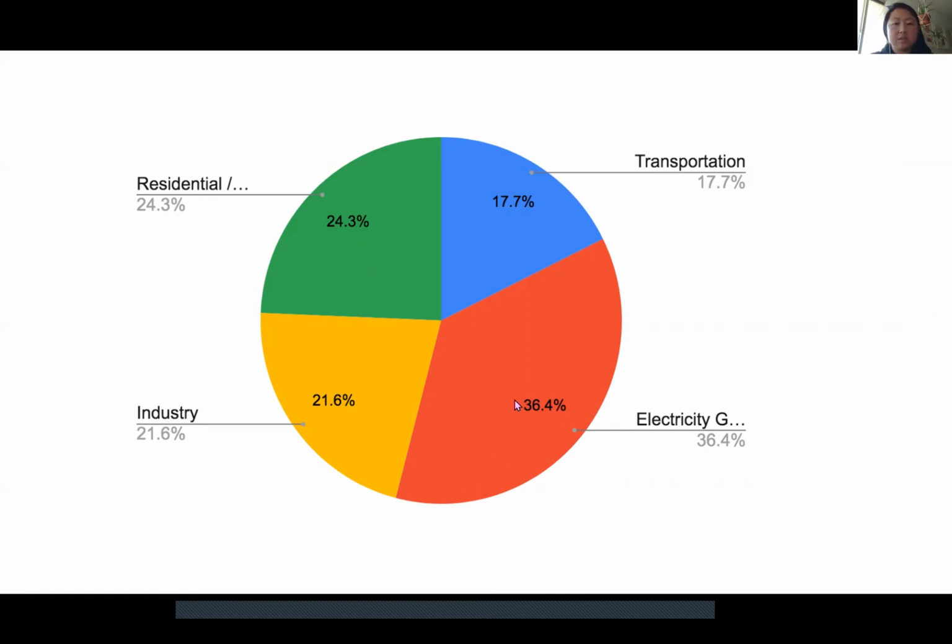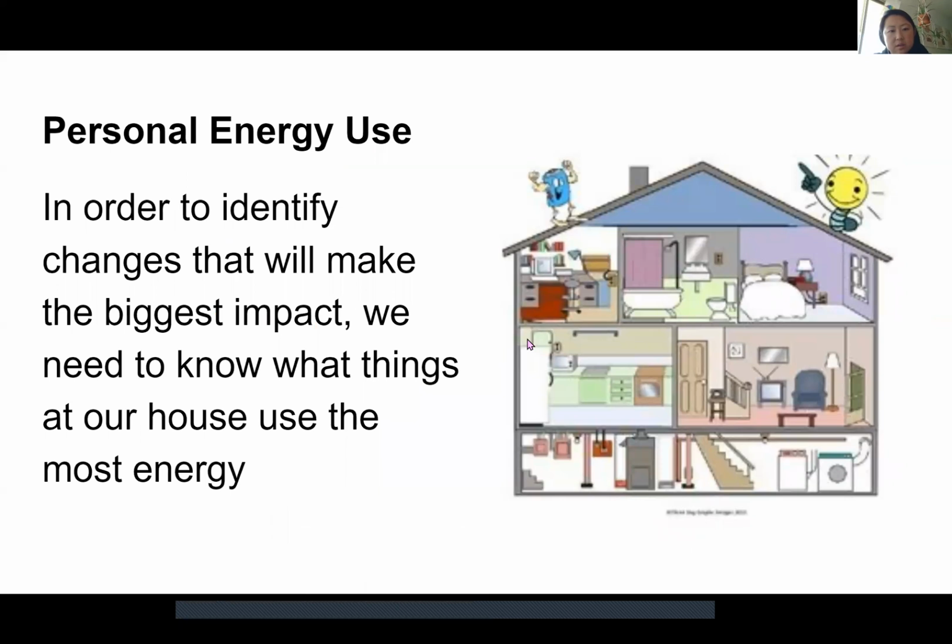And so a lot of it goes into electricity, some into transportation, and residential, meaning like plugging in your refrigerator, turning on the TV, all of that. And industry is like manufacturing and whatnot. So you can see electricity takes up a huge part of it.